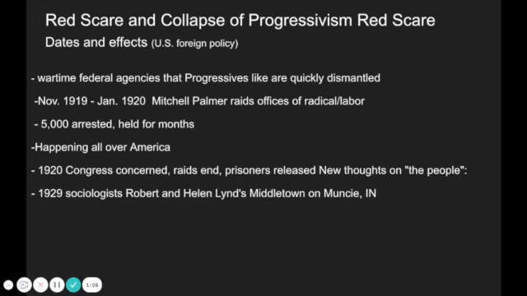Now we have U.S. foreign policy of the 1920s. So the main policy made through the 1920s was when Mitchell Palmer raids offices of radical labor. 5,000 people were arrested, held for months, happening all over America. In 1920, Congress conquered raids and prisoners were released. New thoughts on new people. There was better public opinion on people.